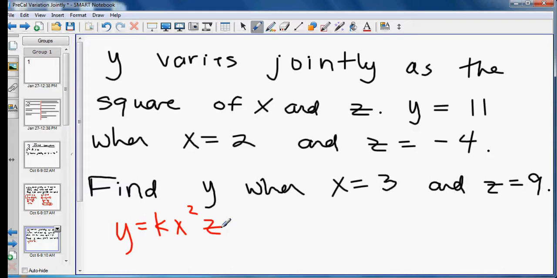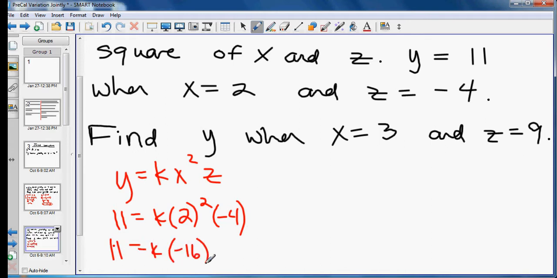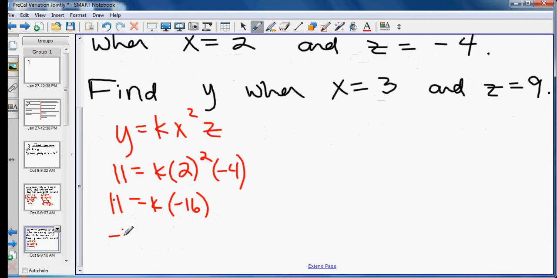Then it says y equals 11 when x equals 2, and z equals -4. Sorry, not -14, -4. Make sure you don't forget the squared in that part. So x is being squared, so it's 2 squared. We can simplify the part on the right. 11 equals k times 2 squared is 4, times -4 is -16. And I'll divide both sides by -16 and get that k is equal to -11 over 16.